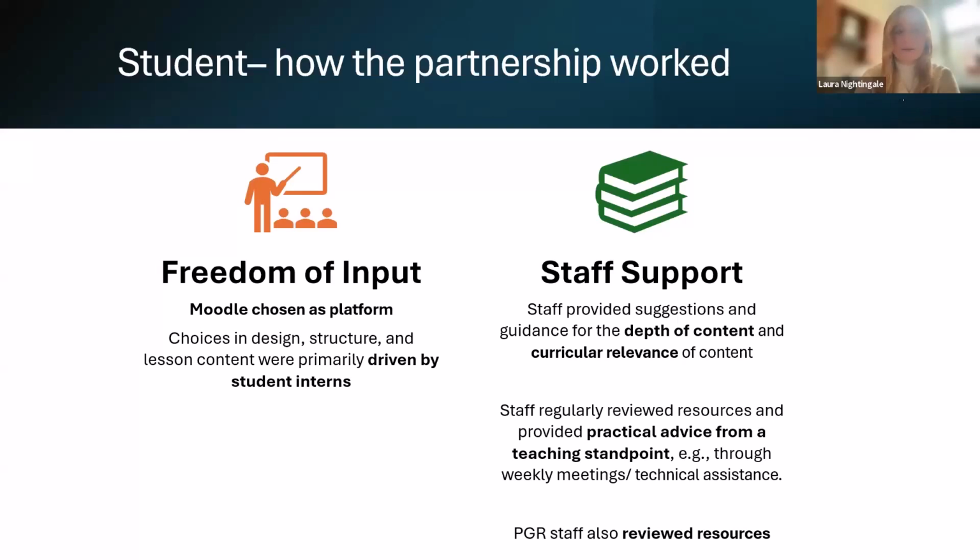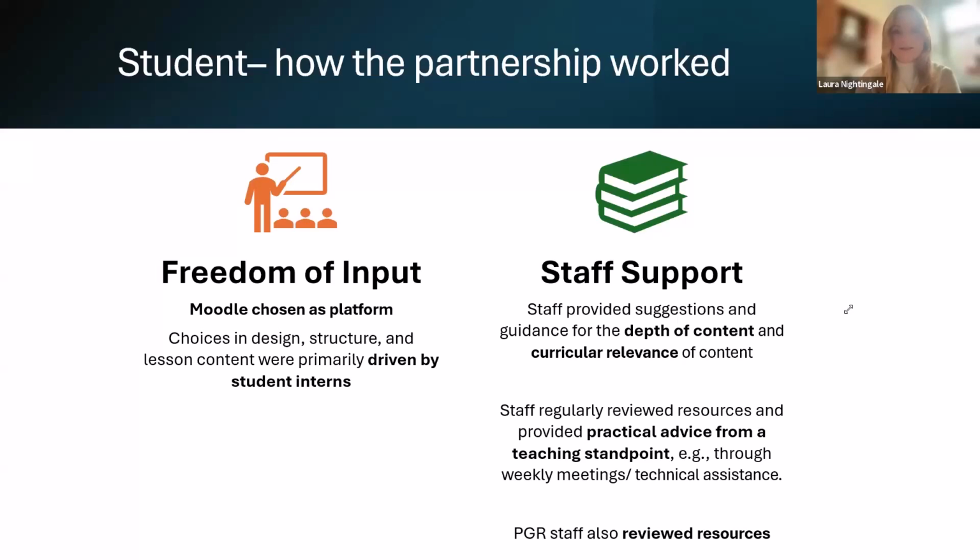We chose Moodle as a platform. It's been used in similar projects before. And also there's a student familiarity with the platform that enables ease of use. So I had choice over the design, structure, and the content of my Moodle lessons. However, this was very much informed by staff, including information on the sort of content useful for the curriculum.